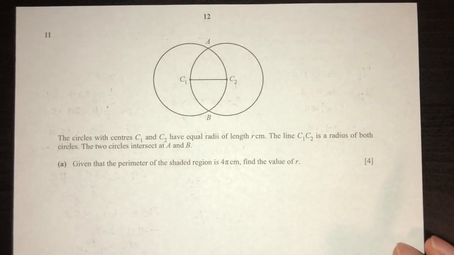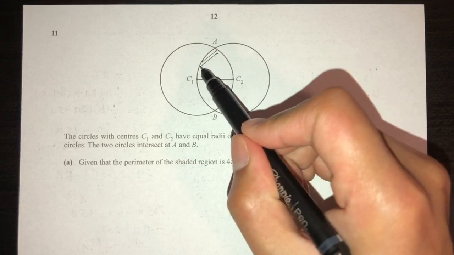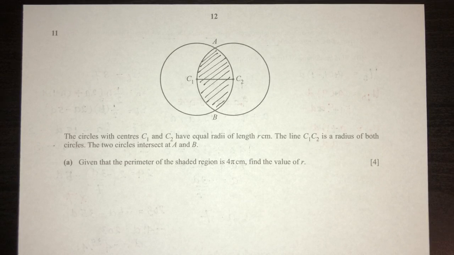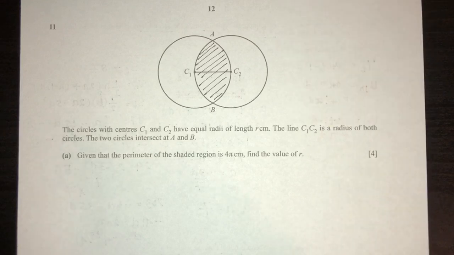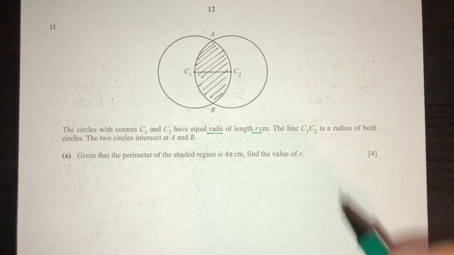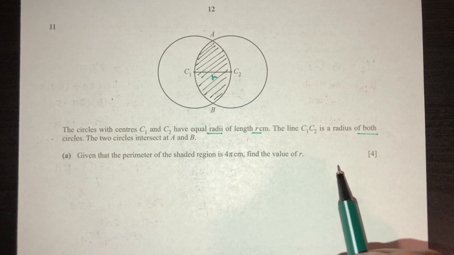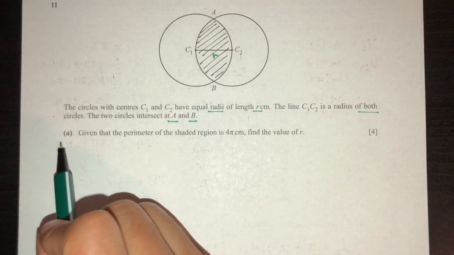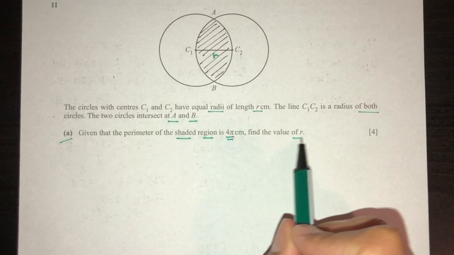Question number 11. In question 11, you will see that this is given as your shaded region. Okay. Now let's see what we need to find. The circles with centers C1 and C2 have equal radius, so they have the same radius, r. The line C1C2 is a radius of both circles. So basically this is also r. Now the two circles intersect at points A and B. So part 1, given that the perimeter of the shaded region is 4 pi, find the value of r.